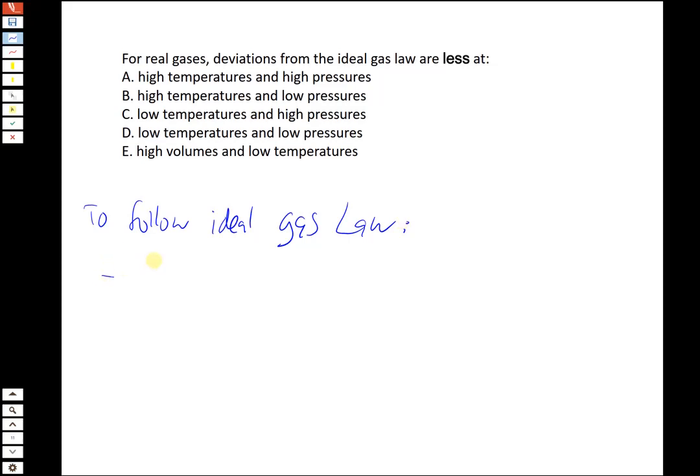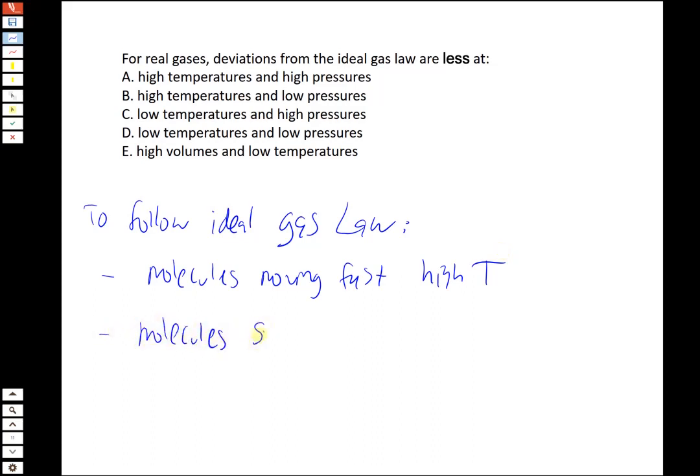You need to have the molecules moving fast. If they're moving fast, they're not going to interact with each other as much because they're just zipping right by each other, not being in contact very much. So that means you need to have high temperature to avoid deviations from the ideal gas law. And then you also need the molecules spread far apart.